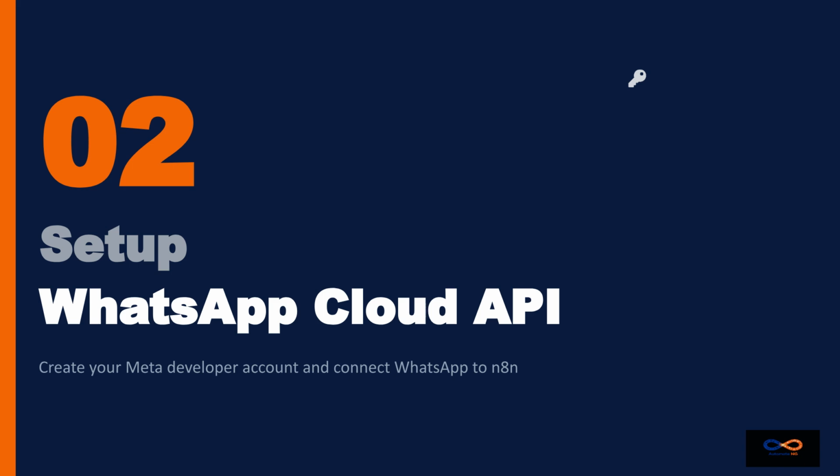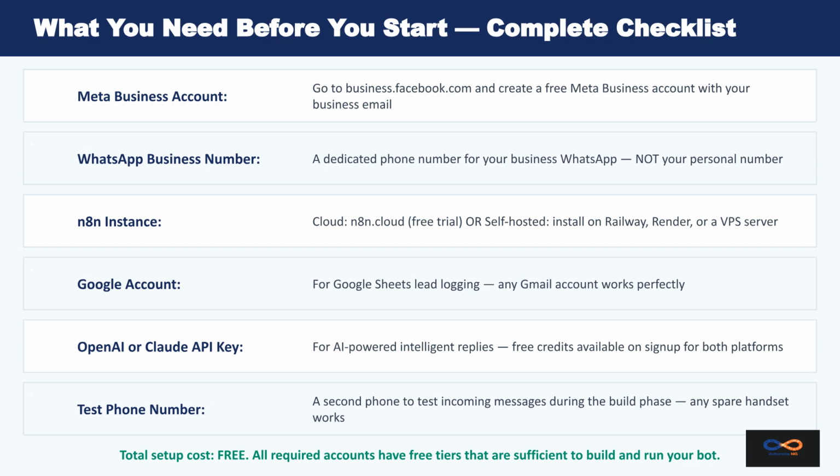Before we build, here is your complete pre-build checklist. You need a Meta business account, a dedicated WhatsApp business number, an n8n instance, a Google account for lead logging, and an AI API key for intelligent replies. Every single one of these is free to set up.